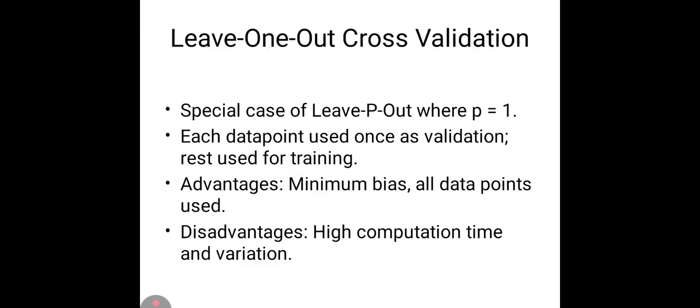Next is leave one out cross validation. This is a special case of leave p out where p is equal to 1. That means every single data point becomes a test sample once and the remaining points form the training set. The advantage is it uses the maximum data for training and gives a very unbiased result. However, it requires a lot of computation and it can be slow.